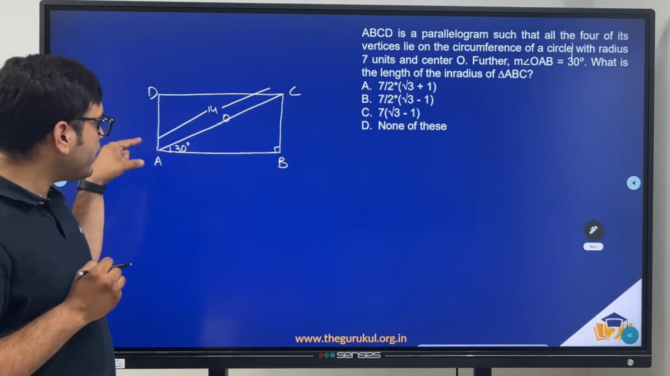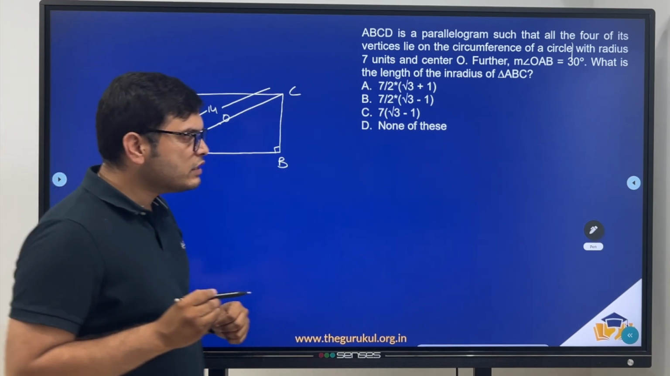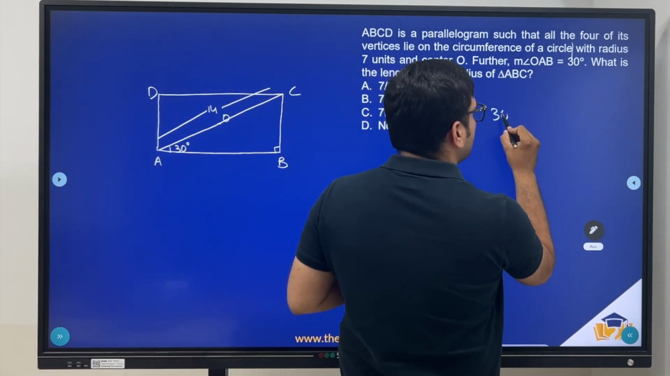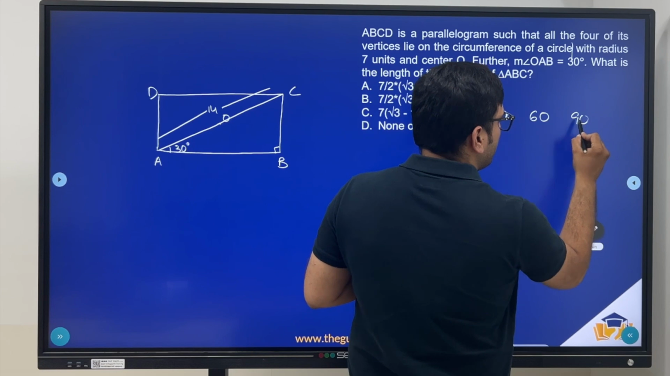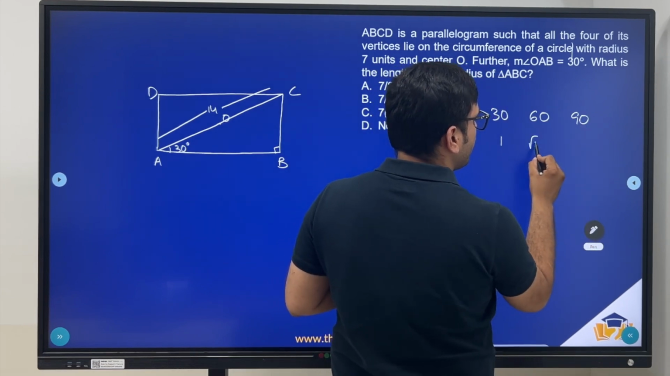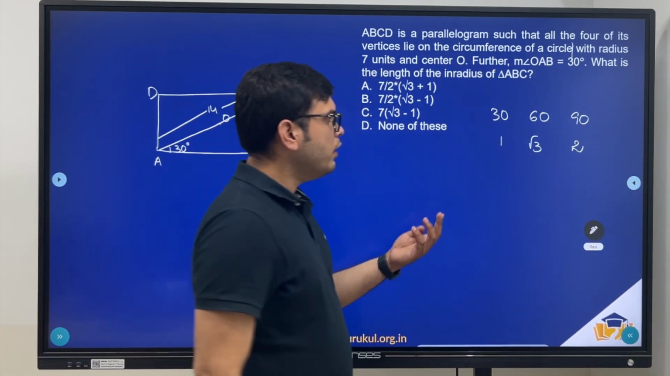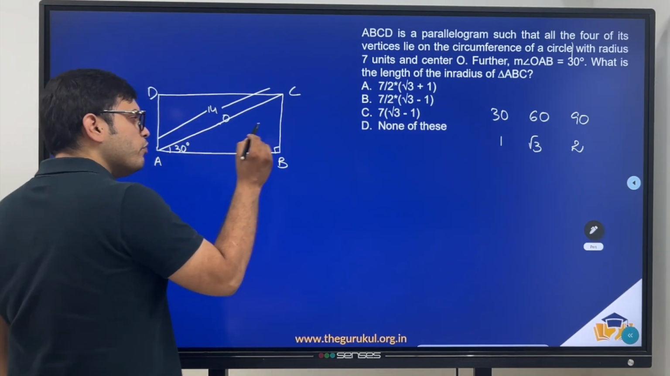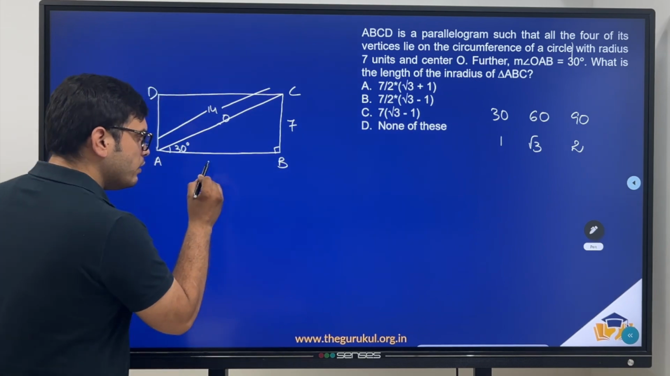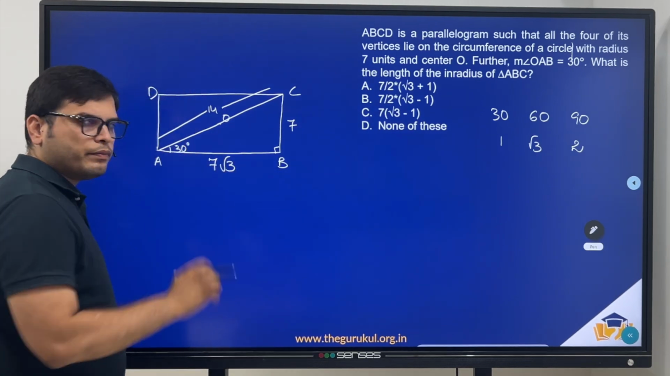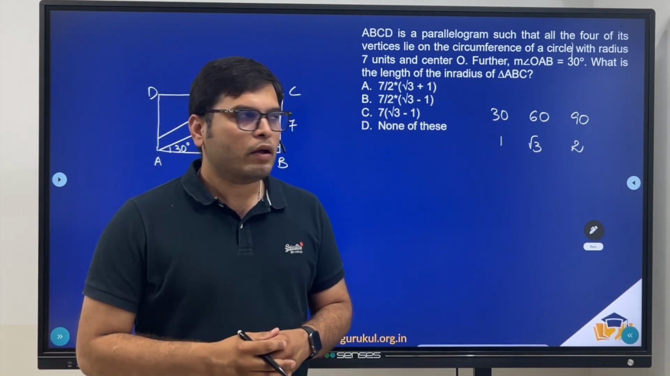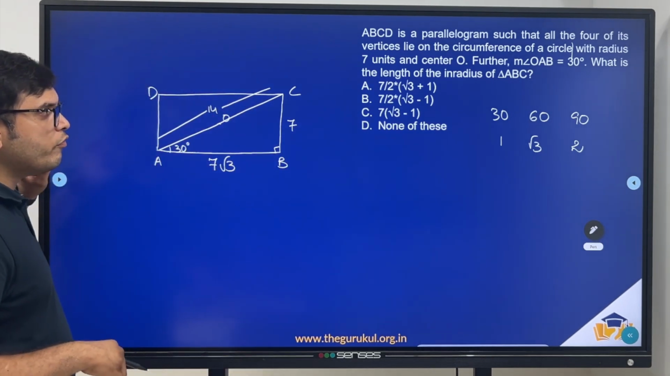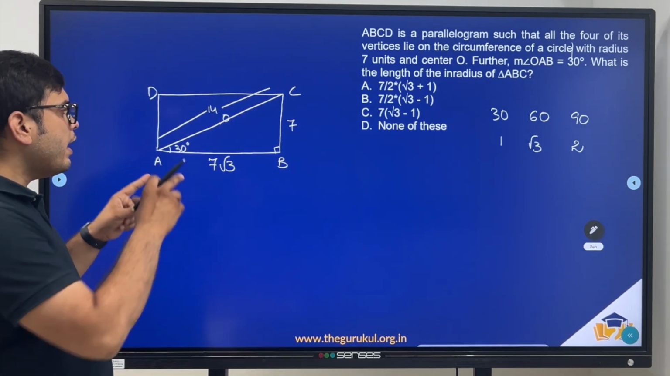Now if this is 14, this is the side opposite to 90 degrees. In the case of a right angle triangle with angles 30, 60, 90, the ratio of the sides would be 1, root 3, 2. If the side opposite to angle 90 degrees is 14, then the side opposite to 30 degrees would be 7, and this would be 7 root 3.